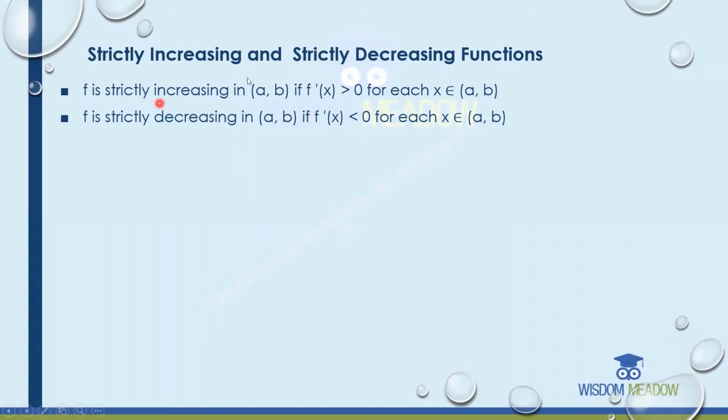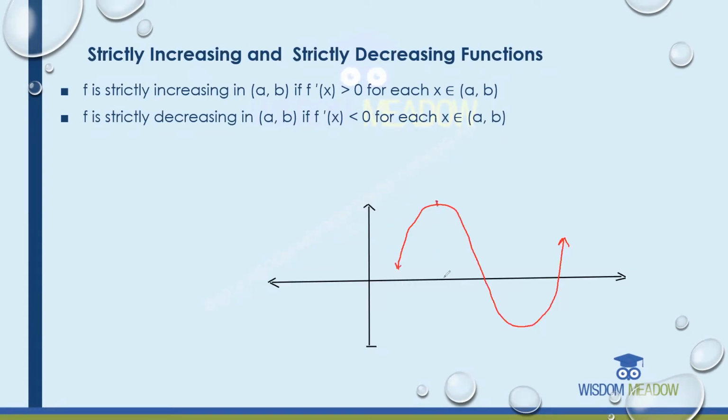I'll tell you the difference from the previous slide. It was just increasing and decreasing. Here it is strictly increasing and strictly decreasing. I'll tell you the concept. So let me draw the same graph as I drew before. Same graph. Let's take it as A, the turning point as B, which is found by using derivative equal to 0. Now I'm just telling the concept of increasing.